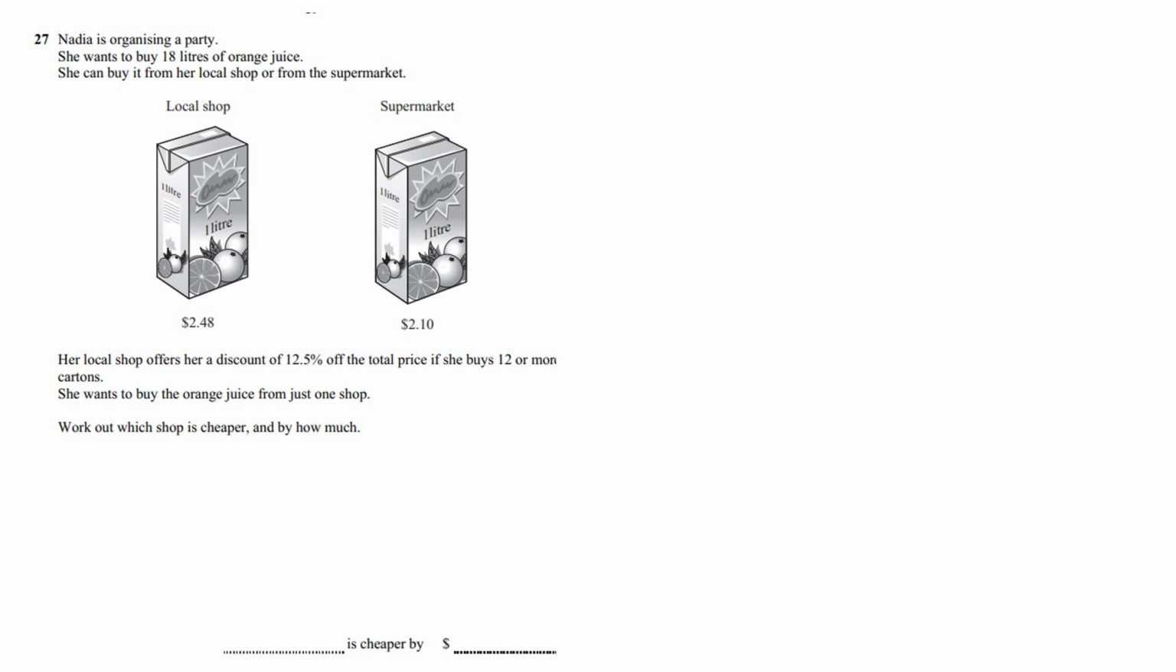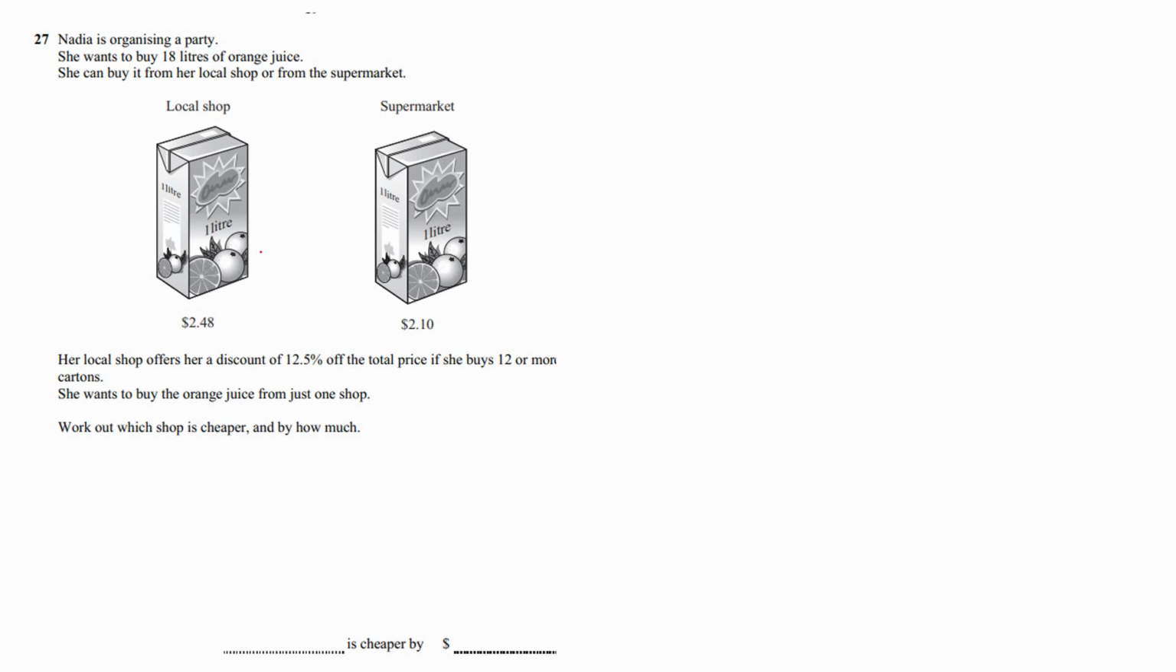Nadia is organising a party. She wants to buy 18 litres of orange juice. She can buy it from her local shop or from the supermarket. Now, her local shop offers a discount of 12.5% off the total price if she buys 12 or more cartons. Well, she'll definitely buy more than 12 cartons from the local shop. She wants to buy the orange juice from just one shop. She doesn't want to go around messing about. So work out which shop is cheaper and by how much.